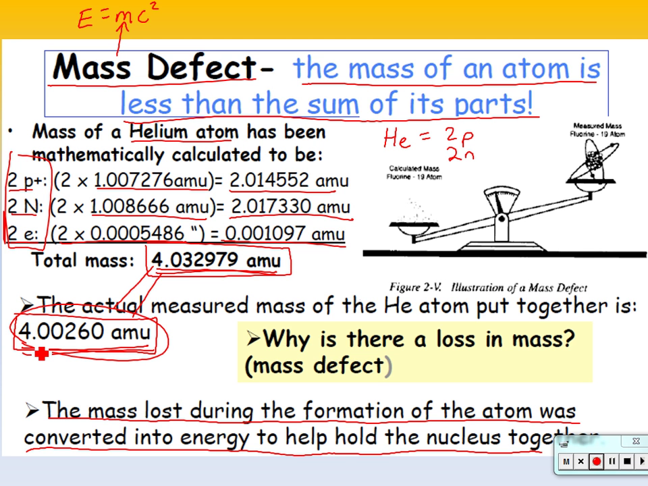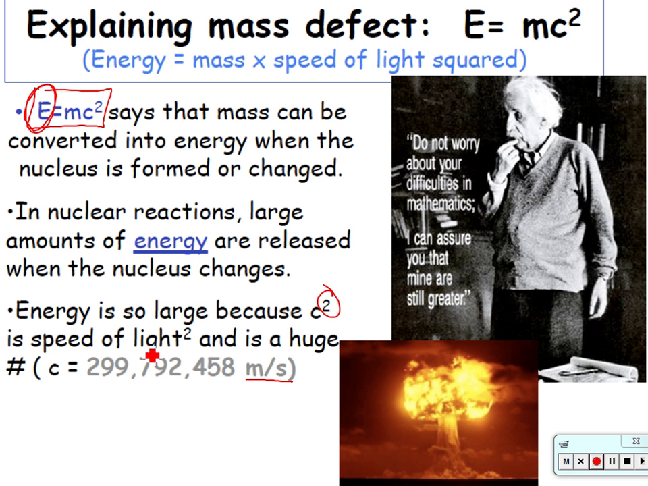What do you guys get? 0.03? Did you guys get that? 0.03. This number is called the mass defect. That's the difference between what the atom should weigh, or should have the mass of, compared to what it actually has the mass of. So remember that number, 0.03.